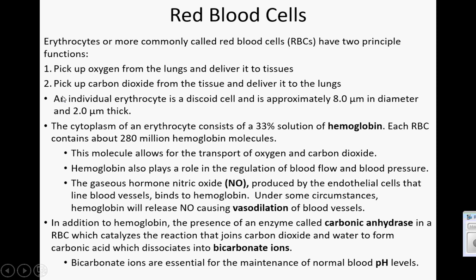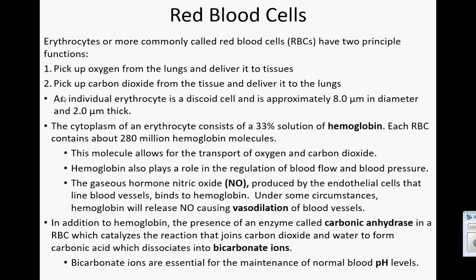Now, another important chemical that we've learned a little bit about before is nitric oxide. It's actually produced by endothelial cells that line our blood vessels, and can bind to hemoglobin. Under certain circumstances, hemoglobin will release it, which can cause vasodilation. Vasodilation means that the blood vessels will increase their lumen and therefore allow more blood flow through.